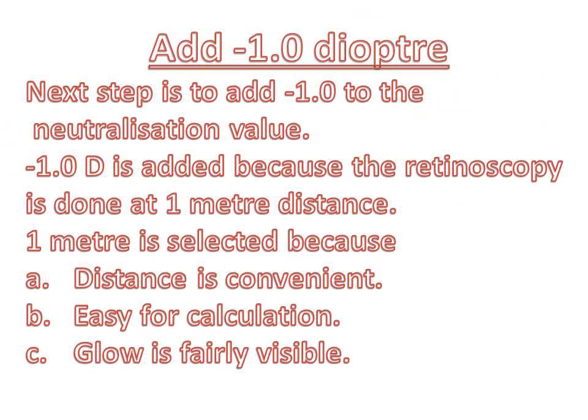Next step is that you have to add minus 1 to the neutralization value in each axis. You are adding minus 1 because of the fact that retinoscopy is done at a distance of 1 meter, and sometimes you will be asked why 1 meter is selected for doing retinoscopy. The answer is that the distance of 1 meter is very convenient and it is easy for calculation when you do calculation of the spectacle power, and the glow is fairly visible. I am saying that the glow is fairly visible because glow will be better if you go to 0.75 meters, but at this distance it is fairly visible, but still you can make out the movements very easily. So it is better you do retinoscopy at a distance of 1 meter distance from the patient.